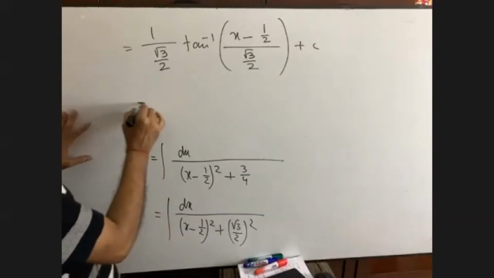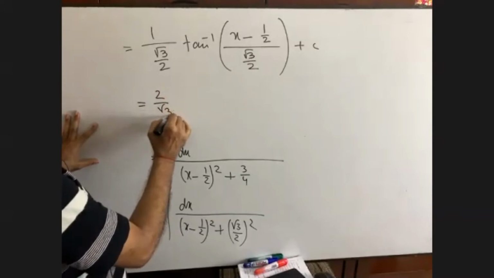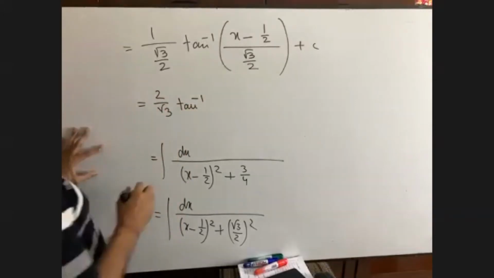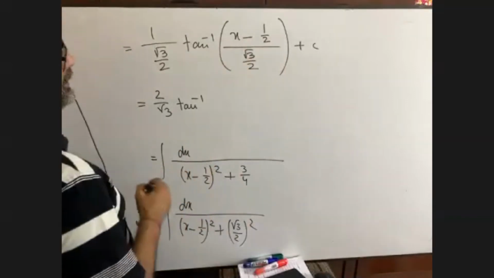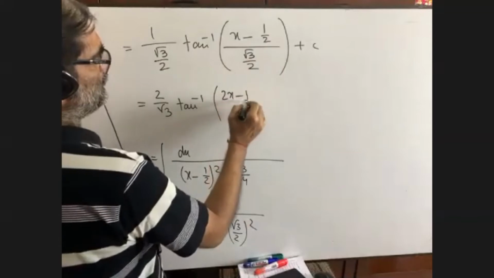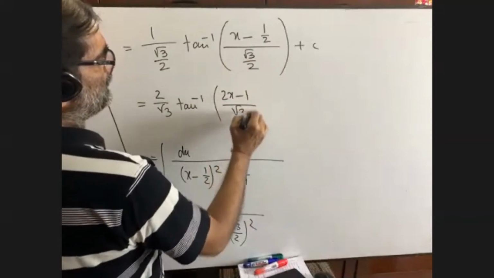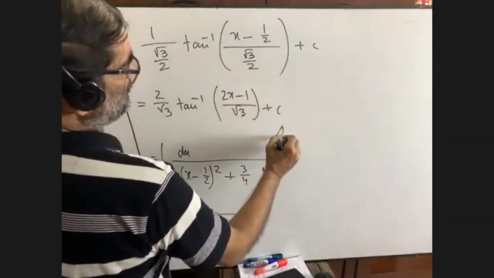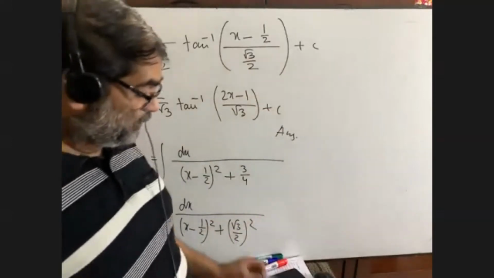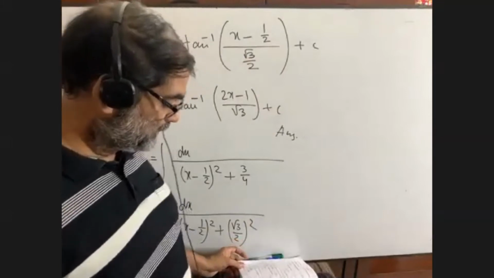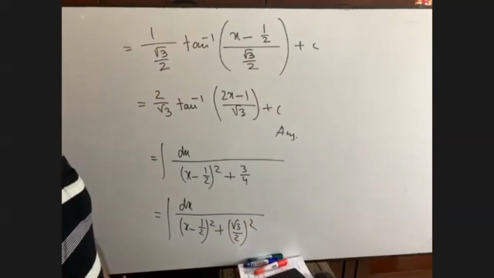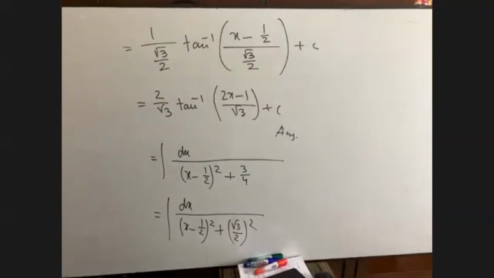So we are getting 2 by root 3 tan inverse. If we go for multiplying, then we are left with 2x minus 1 by, it is only root 3 plus c. We have got our answer, okay? 31, 1. Yes, it is right. Okay. So it's not so hard as you are thinking, okay?